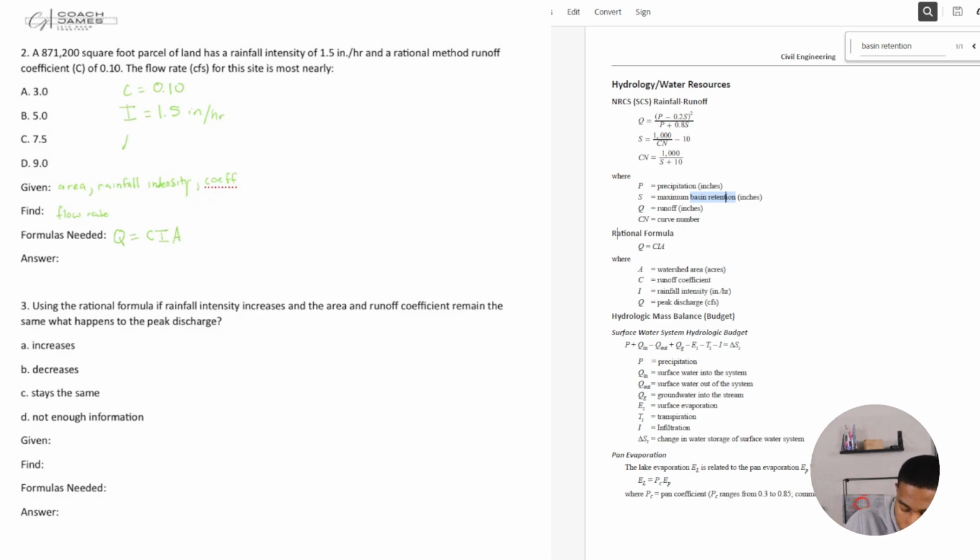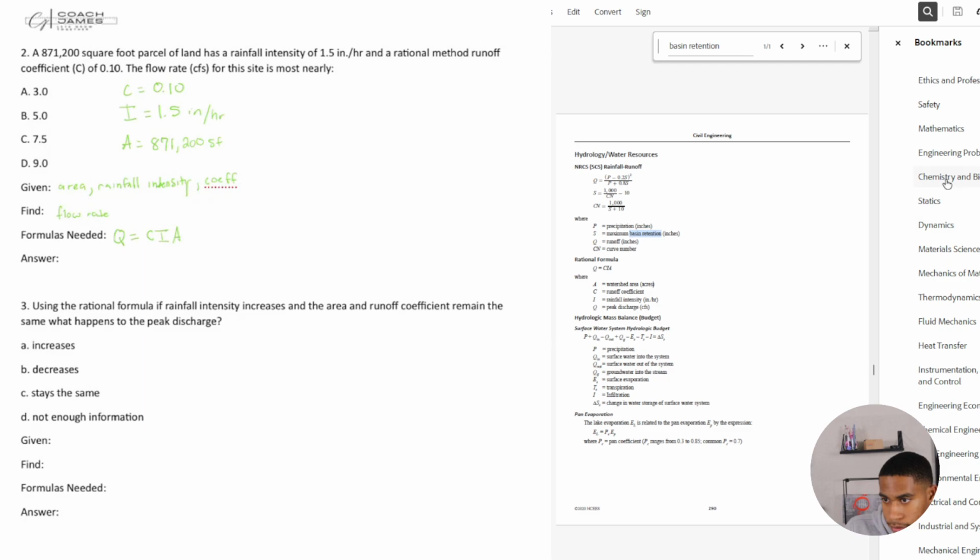All right, A is equal to 871,200 SF, and we need to get this in acres, right? A needs to be in acres here. Okay, so how do I get it in acres? Well, I have to do some fun stuff.